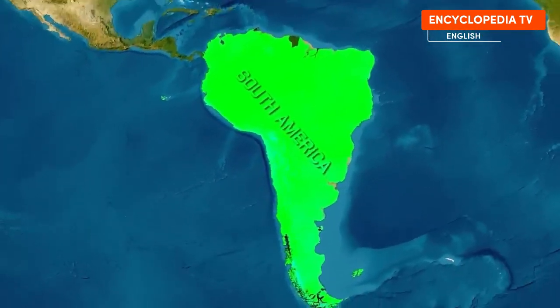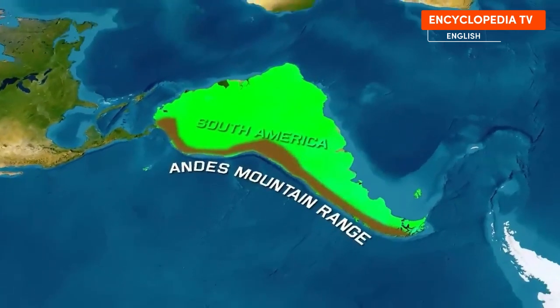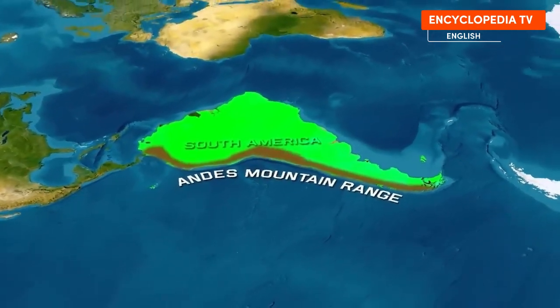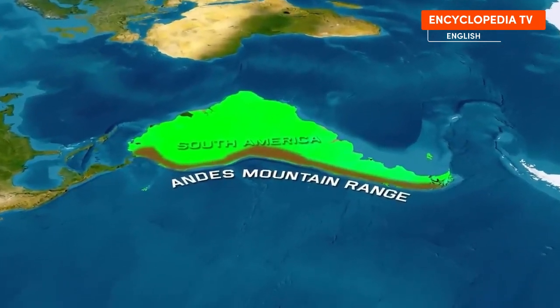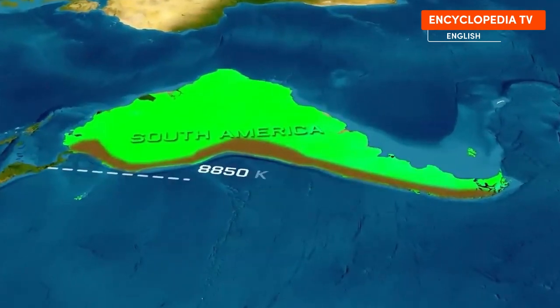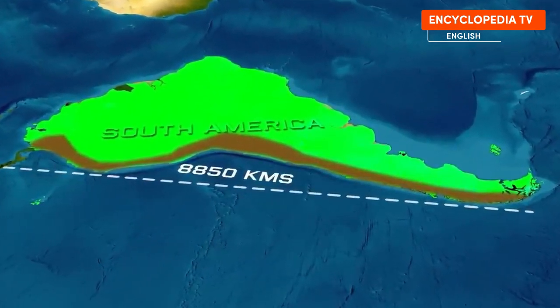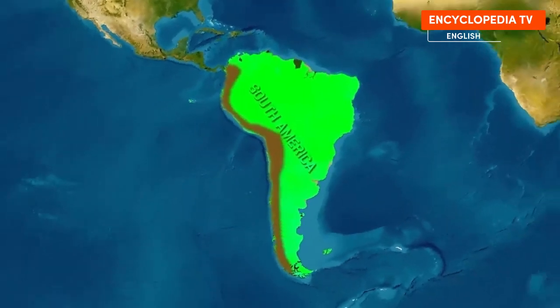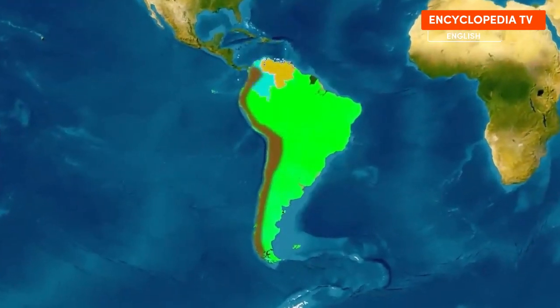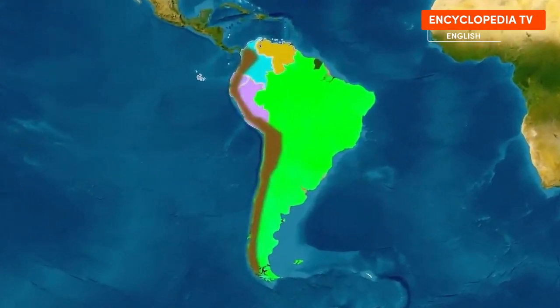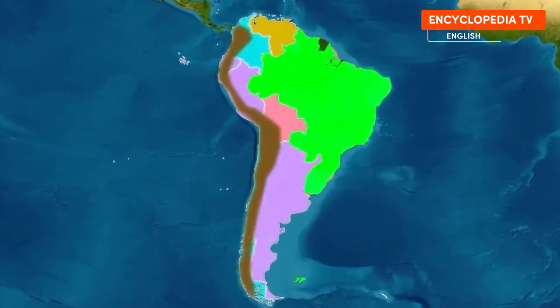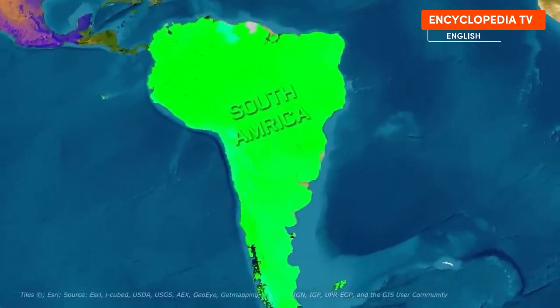After North and Central America, we now move to South America. And the largest mountain range in South America is the Andes mountain range, which is also the longest mountain chain in the world. The total length of the Andes mountain range is approximately 8,850 kilometers, and it is spread across 7 countries, namely Venezuela, Colombia, Ecuador, Peru, Bolivia, Chile, and Argentina.